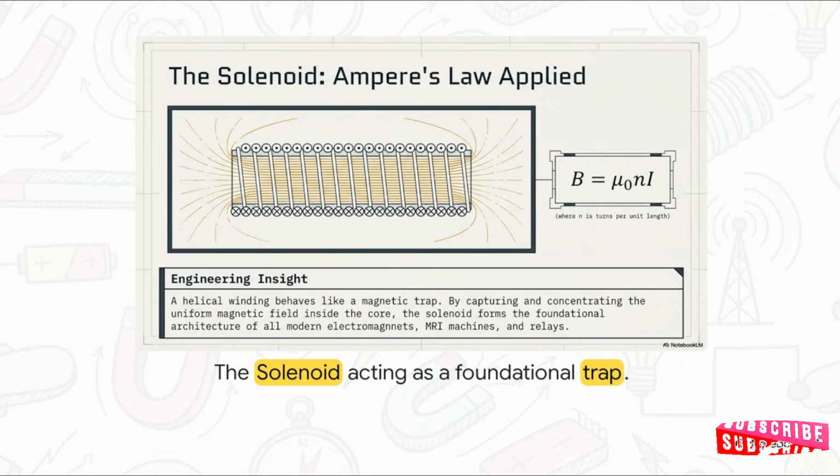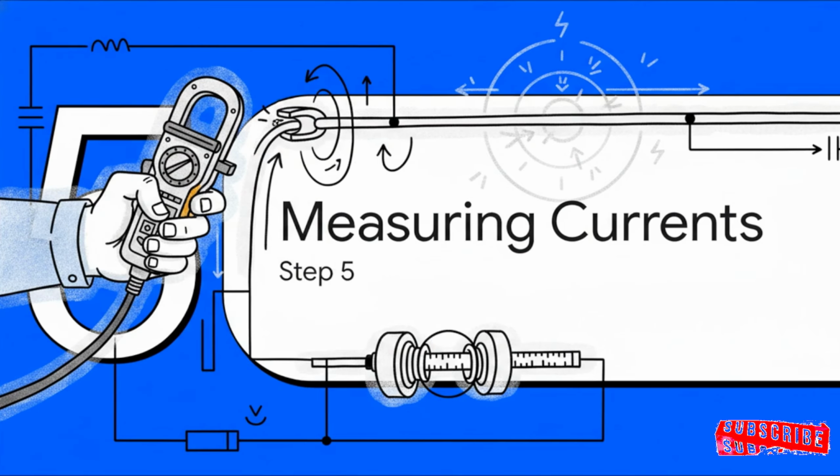And motors aren't the whole story here. If we take that wire and tightly coil it into a helical shape, called a solenoid, something really amazing happens. It acts like a magnetic trap. By capturing and concentrating the field inside its core, we can create incredibly strong, uniform magnetic environments. This exact solenoid architecture is the foundation for relays, industrial electromagnets, and yes, even those massive, life-saving MRI machines at your local hospital. Next up, Step 5, measuring electrical currents.